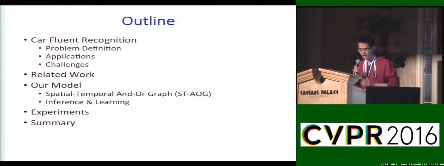And here is the outline of this talk. First, I will introduce a new task in computer vision, that is car fluent recognition. Then I will introduce the related works. Thirdly, I will introduce the newly proposed spatial-temporal model. And fourthly, I will show the results of this model. Last, I will give a short summary about this work.